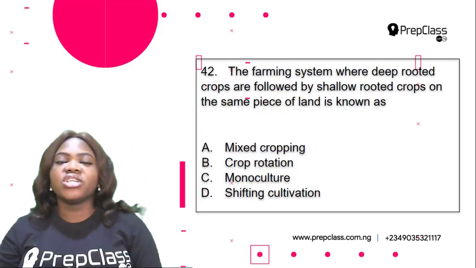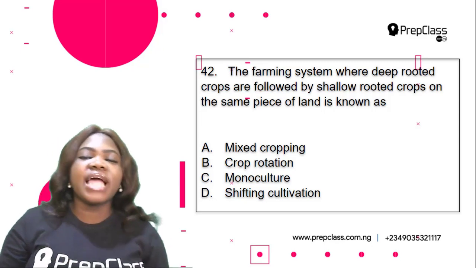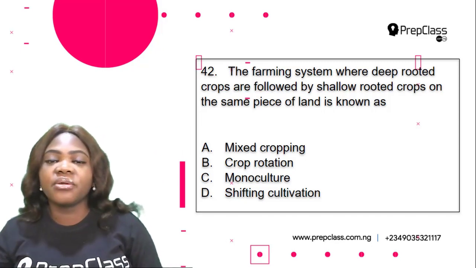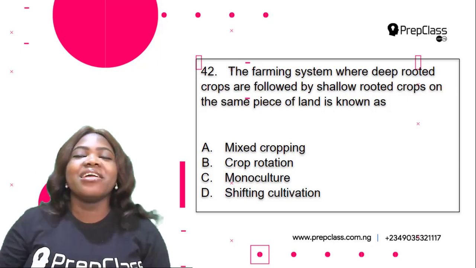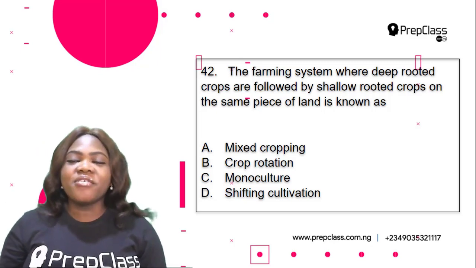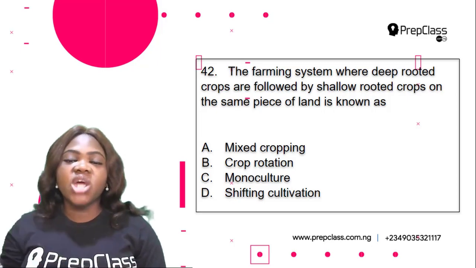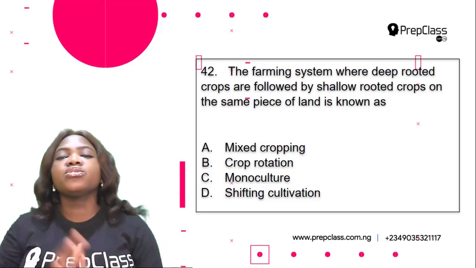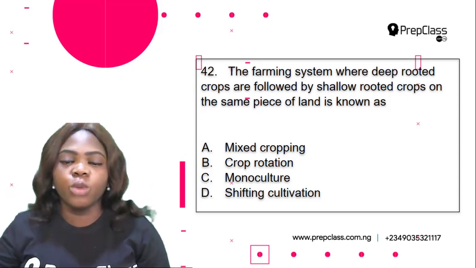So the next question is question 42. The farming system where deep-rooted crops are followed by shallow-rooted crops on the same piece of land is known as A. Mixed cropping, B. Crop rotation, C. Monoculture, D. Shifting cultivation. So for us to be able to choose the correct option, we need to know the meaning of each of these options.